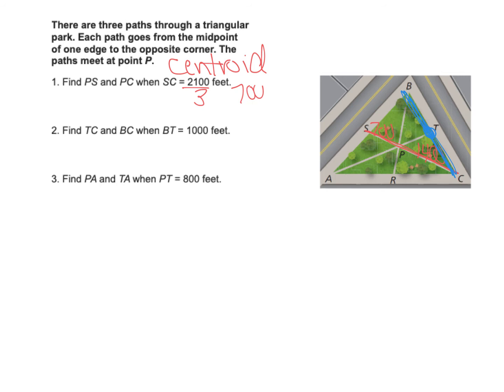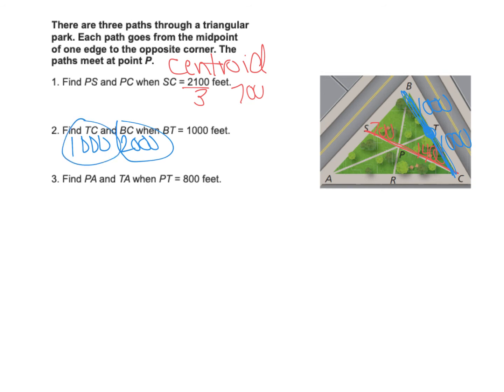So if BT is 1,000 feet, this is not a 1/3, 2/3 thing. This is the midpoint because it's a side. So if BT is 1,000, that also means that TC is going to be 1,000. And then BC is going to be all of it, which is 2,000. So you have to be careful and read the directions carefully.